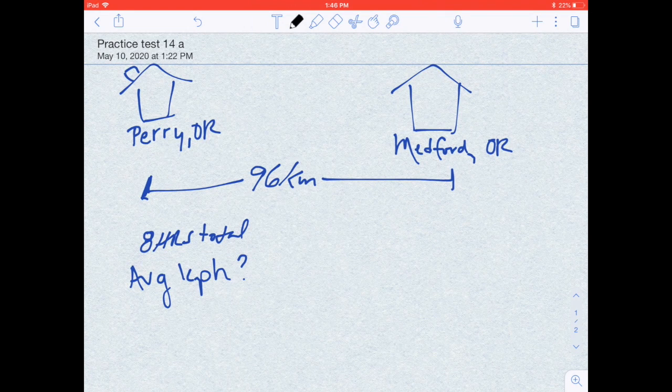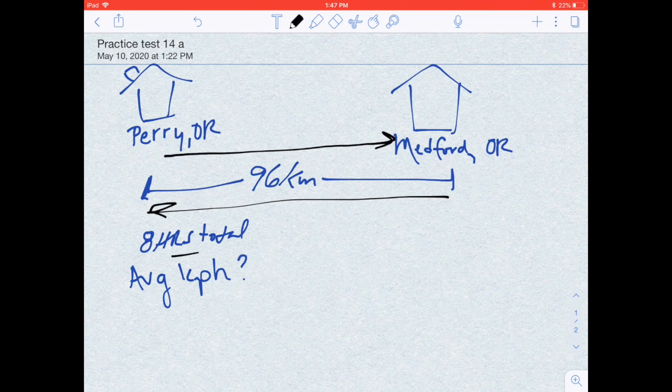Okay, so our first problem is asking us if Pedro travels from Perry, Oregon, all the way to Medford, Oregon, and then back again, and it takes him 8 hours, what will be the average kilometers per hour? And when I have an average kilometers per hour, that tells me I'm doing a rate. So I know I'm going to have some sort of fraction. So it says kilometers per hour.